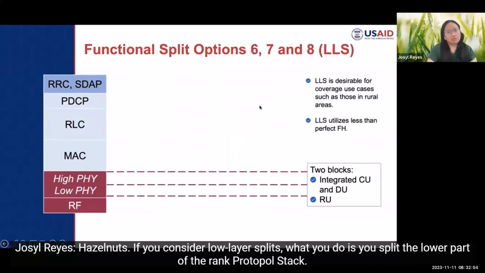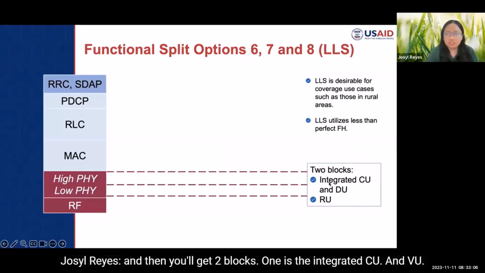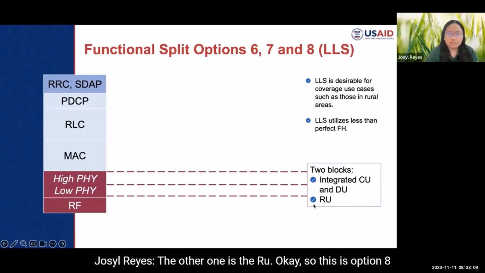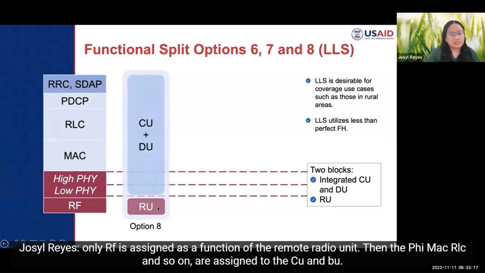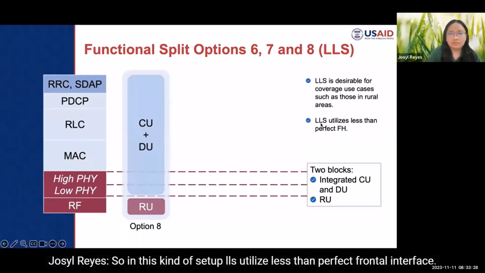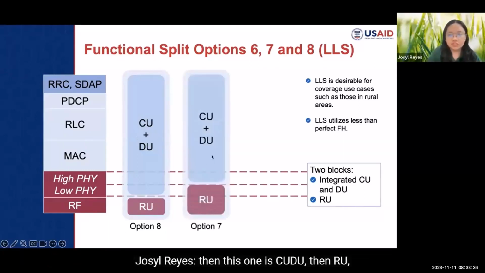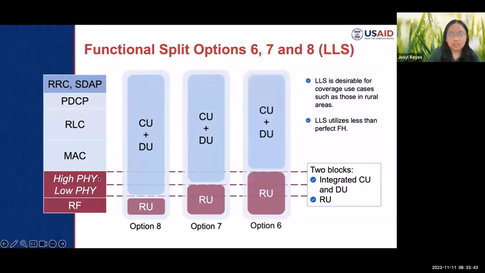Okay, so next, if you consider low layer splits, what you do is you split the lower part of the RAN protocol stack, and then you'll get two blocks. One is the integrated CU and DU. The other one is the RU. Okay, so this is option 8. Only RF is assigned as a function of the remote radio unit. And then the PHY, MAC, RLC, and so on are assigned to the CU and DU. So in this kind of setup, LLS utilizes a less than perfect front haul interface. Then this one is CU-DU, then RU. The lo-PHY is performed at the RU, and then the hi-PHY is considered at option 6.